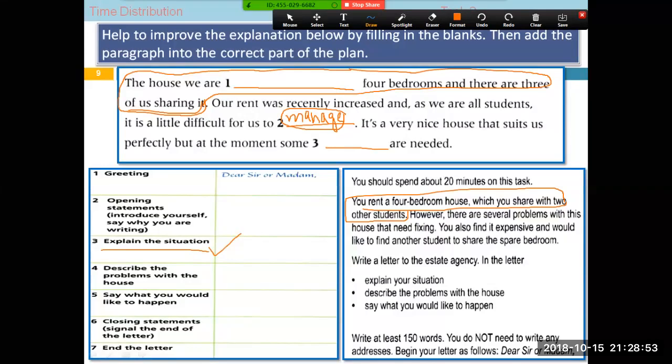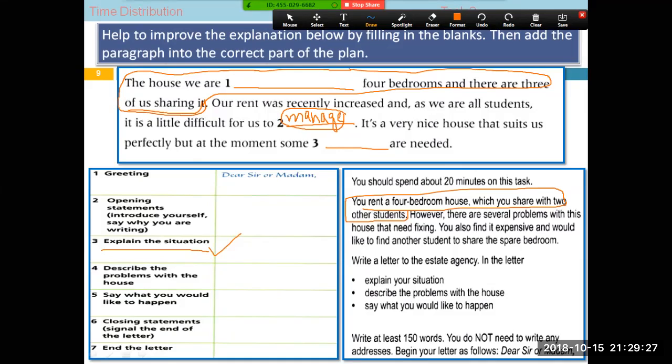Any other guess? To cope? What about afford? Because they said it is expensive as well, so we can use the word afford. Afford is the most appropriate word in this particular situation, right?